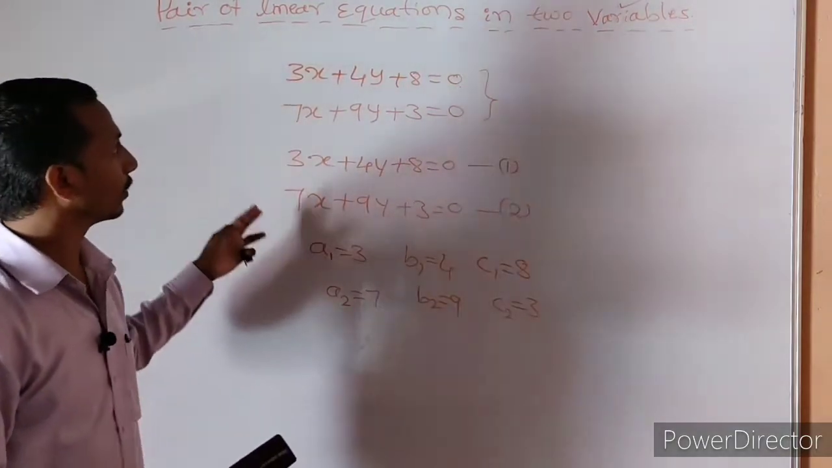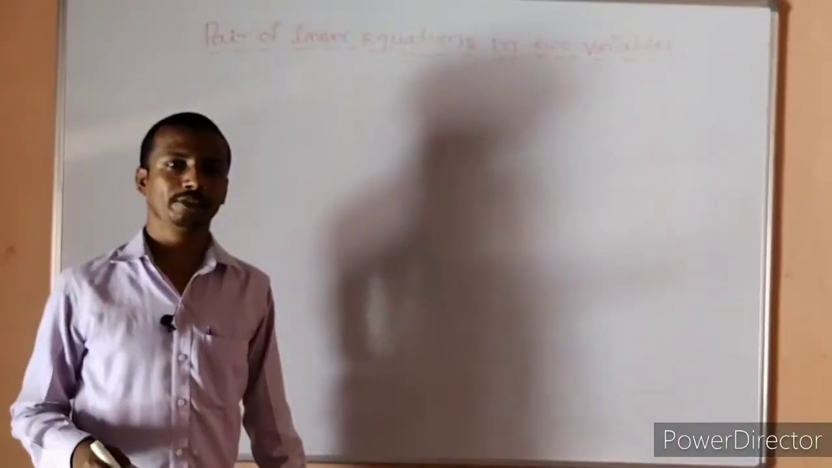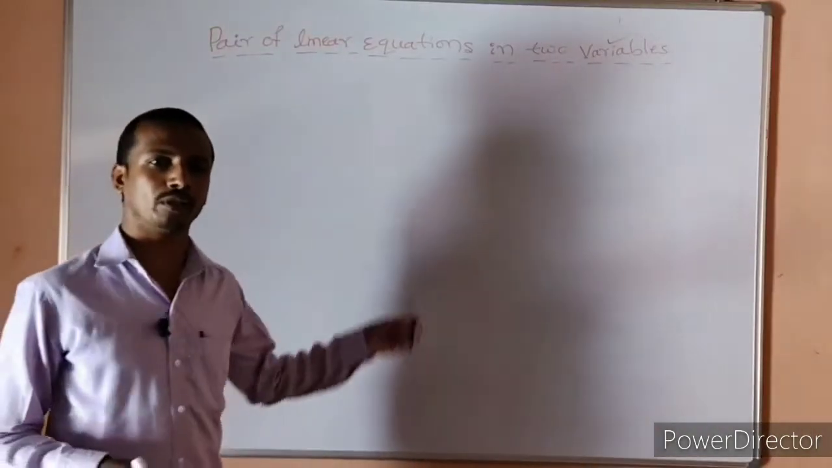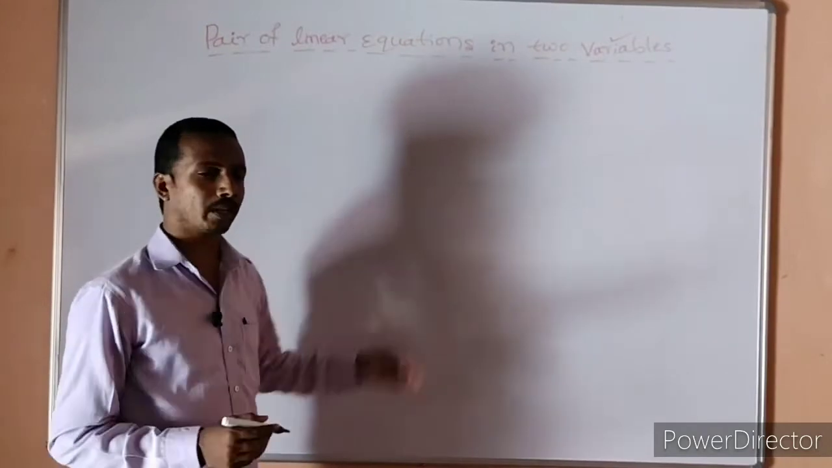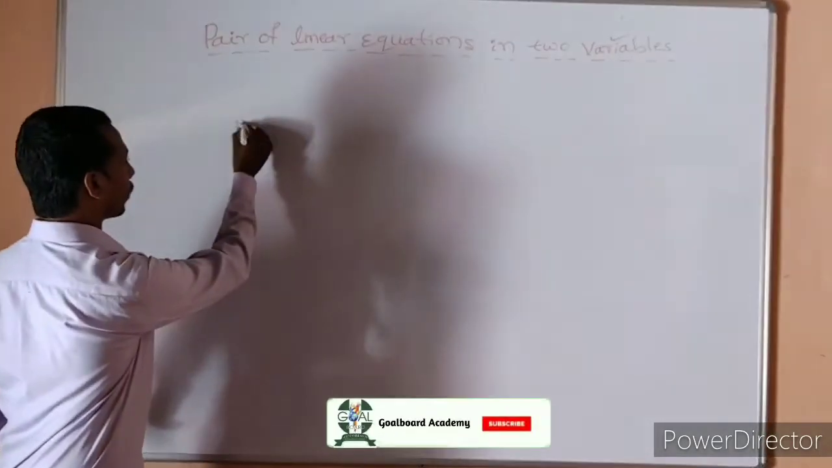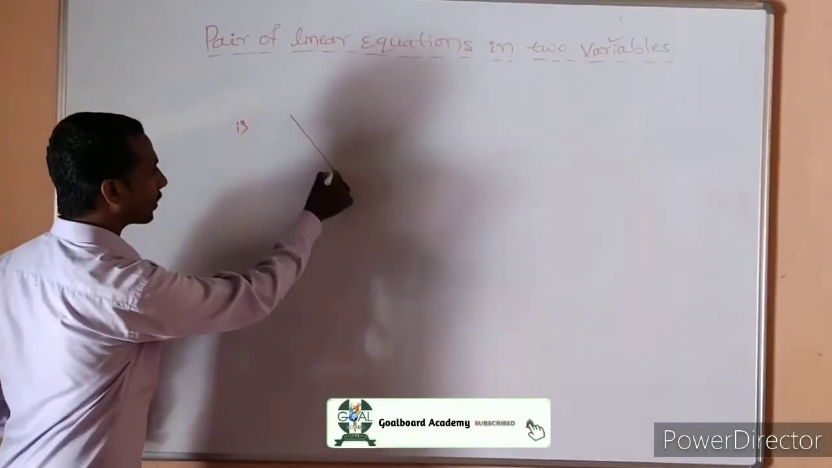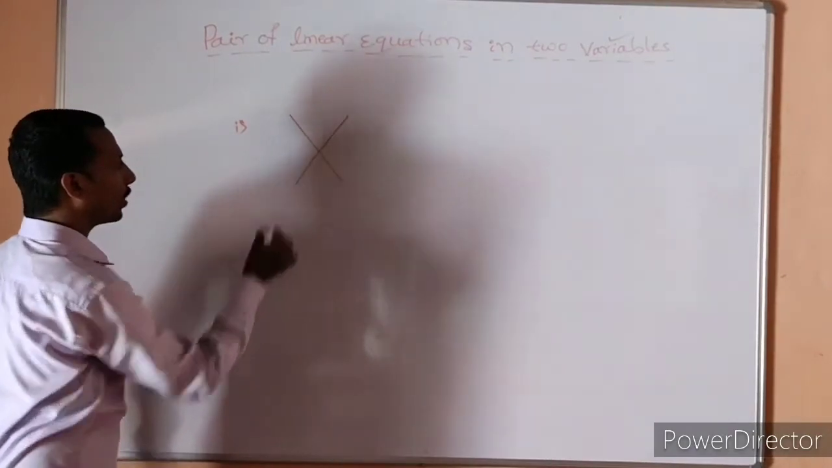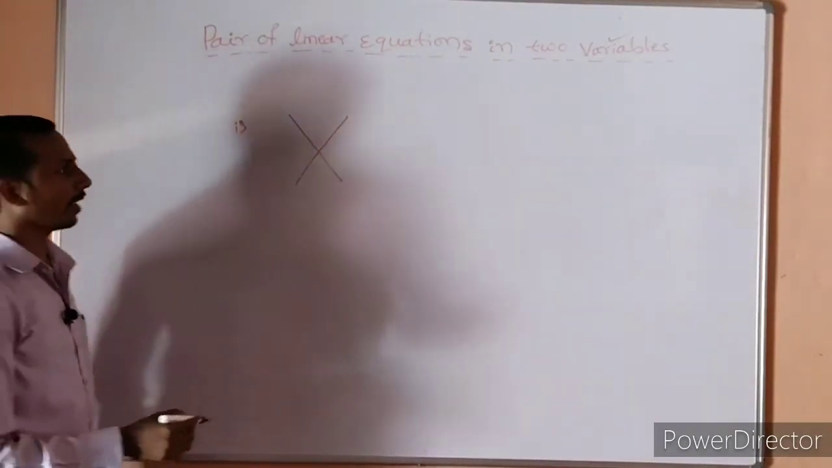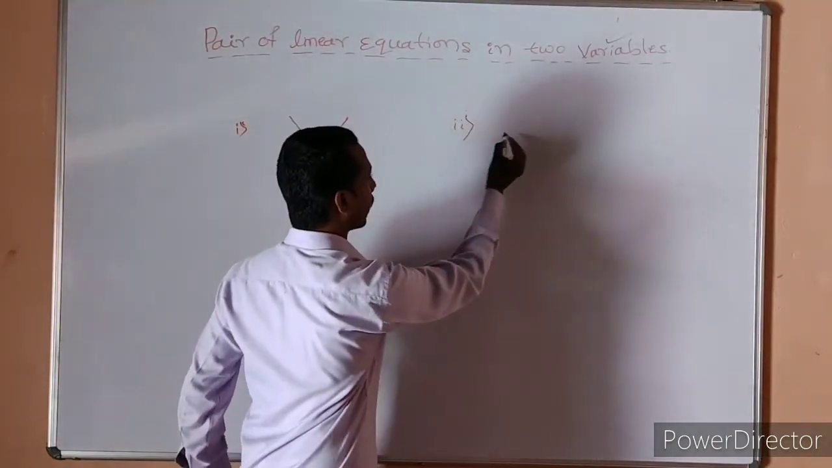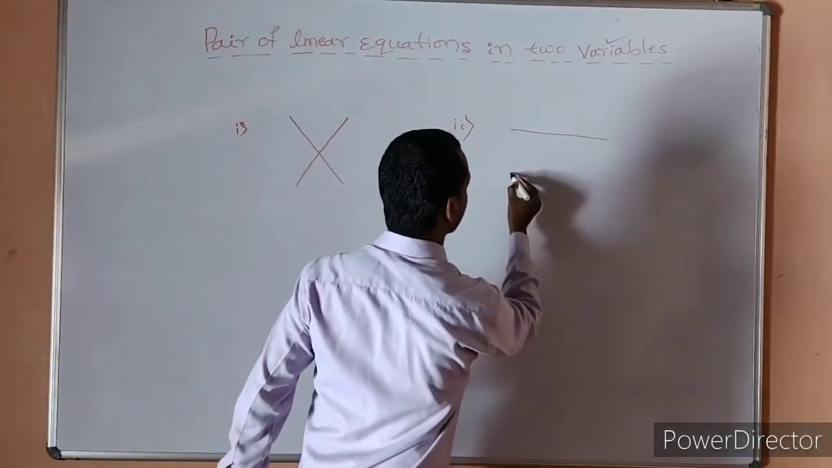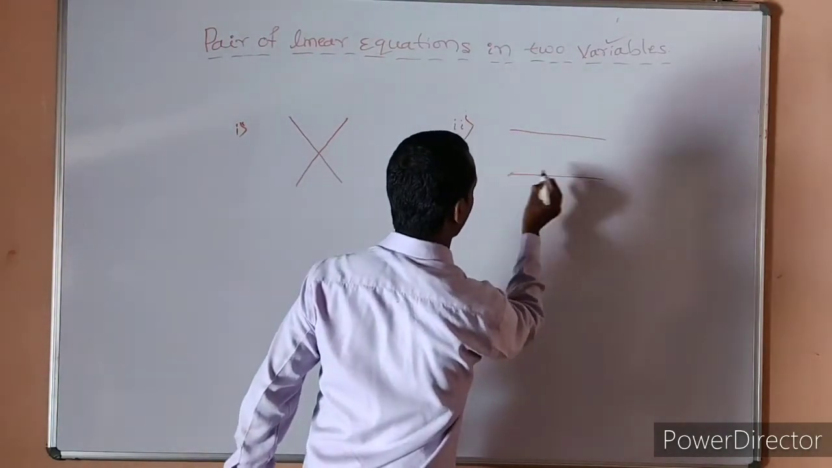Then next, if we draw two lines on a plane, there can be only three possibilities. The first possibility is intersecting lines. Now these two lines are called intersecting lines. The second possibility is parallel lines.